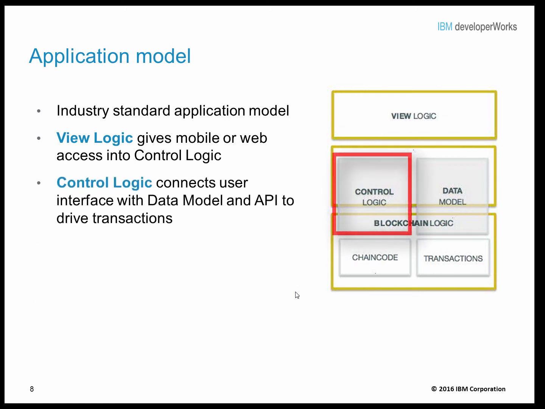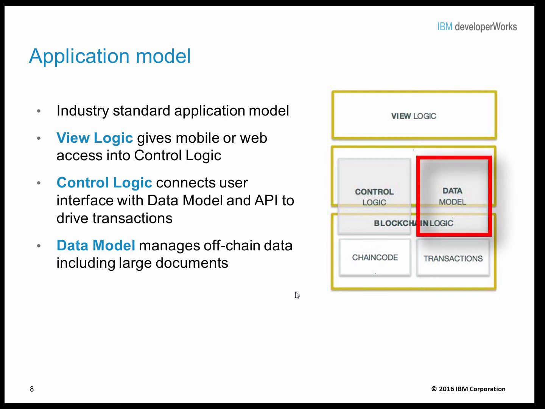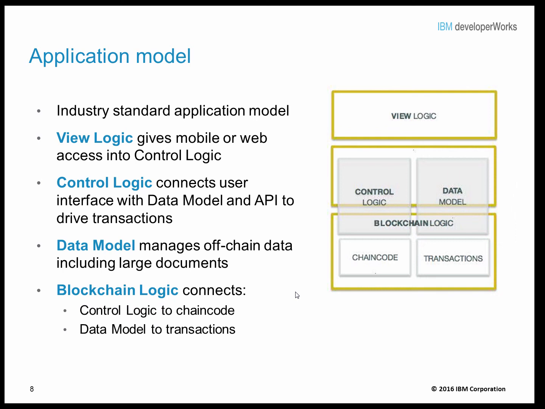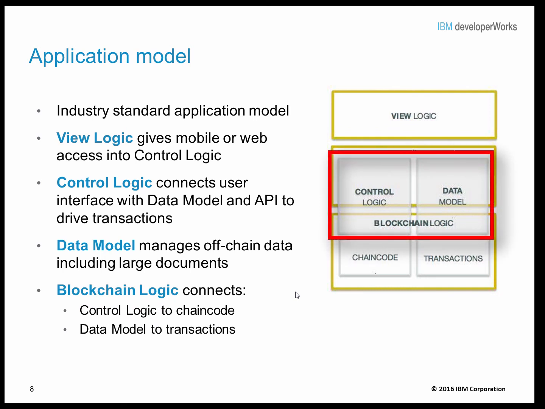Now let's see what control logic does. Control logic coordinates between UI, data model, and APIs to drive transactions in chain code. So now let's look at the next block, which is data model. Data model, which can also be called application data model, manages off-chain data, including documents and large files. Finally, what is blockchain logic? Blockchain logic are the extensions of controller logic and data model in the blockchain realm. Controller logic is enhanced by chain code, and the data model is enhanced with transactions on the blockchain.